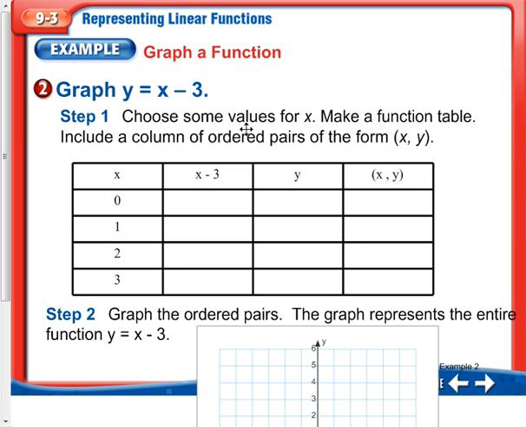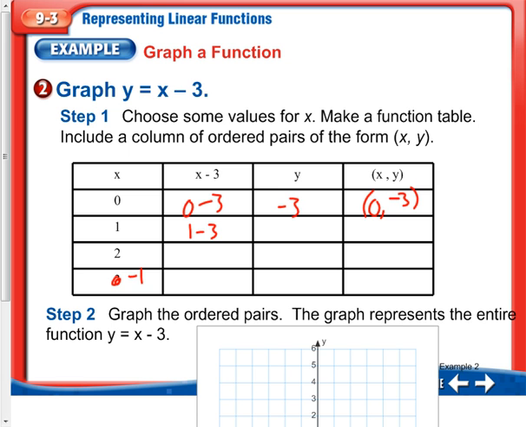Choose some values for x and make a function table. So I see here that I did not include a negative 1. So right here I'm going to go ahead and change this to a negative 1, because I would like to see a negative in these problems. So here we're going to do 0 minus 3, and that's going to be negative 3, and so I'm going to have 0 comma negative 3. Again, what I'm trying to do here is just show you a variety of these tables to see maybe which ones you like to use.